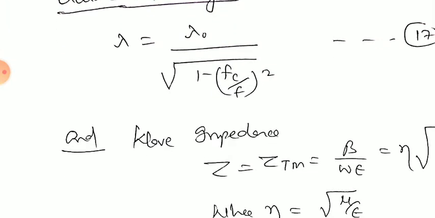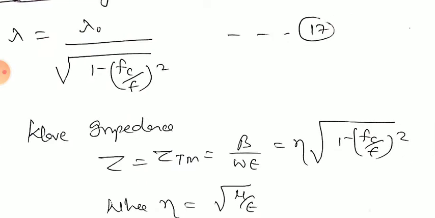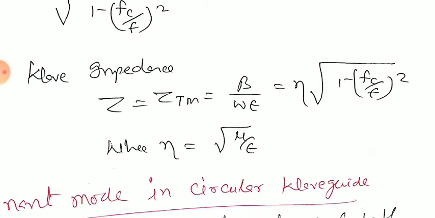And then the last one, the wave impedance for the TM mode: ZTM equals beta by omega epsilon, and that is equal to eta multiplied by the root of 1 minus fc by f whole square, where eta equals root of mu by epsilon.